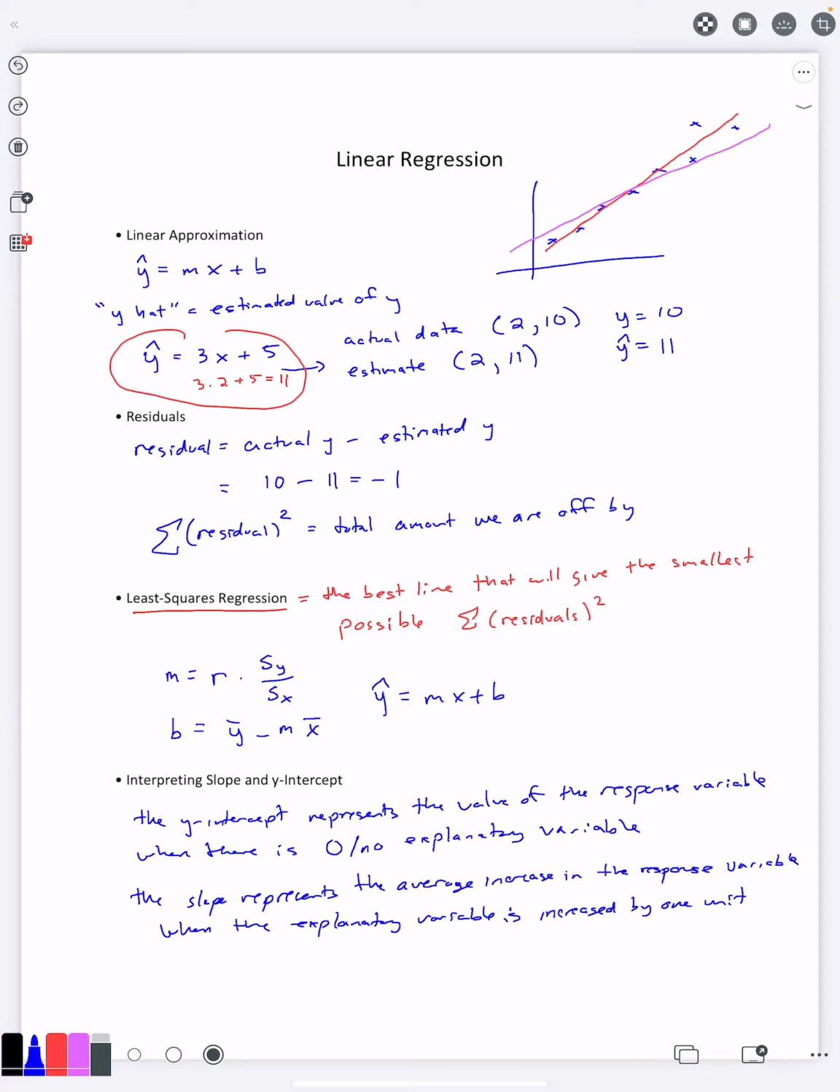So again, whenever you're doing a linear regression problem, one of the things that I will ask of you is to interpret what these things mean in the context of the problem. So don't focus too much on doing the calculations yourself. As I said, the calculator will do that for you. I want you to focus on understanding what the numbers mean and what they represent in the context of the problem.